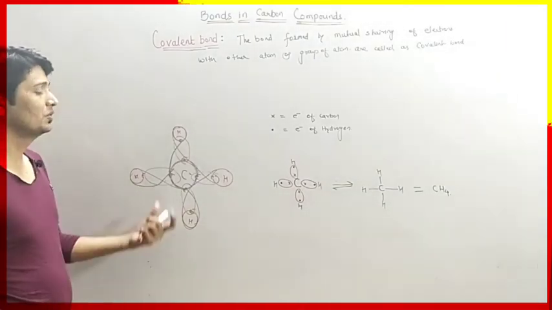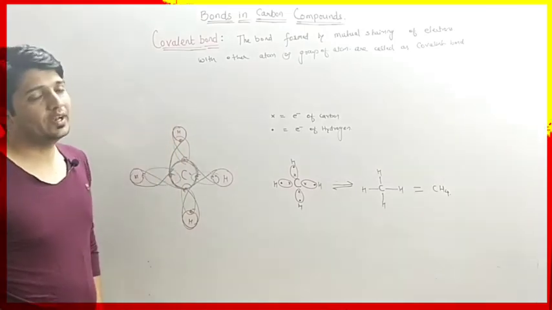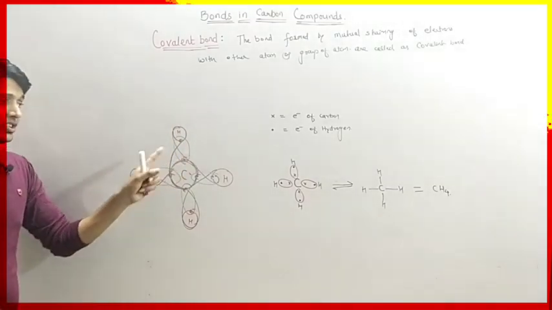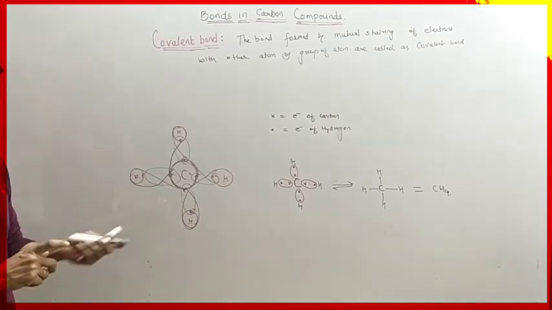Okay, so write down this structure. Now we are going to understand the types of covalent bond. Okay, so write down this structure so that you can understand properly. Okay, so write down first.